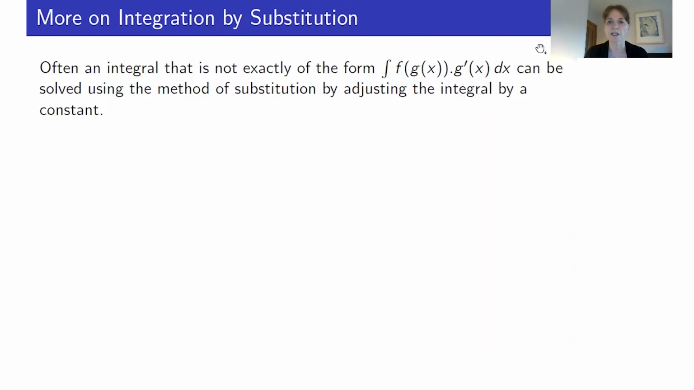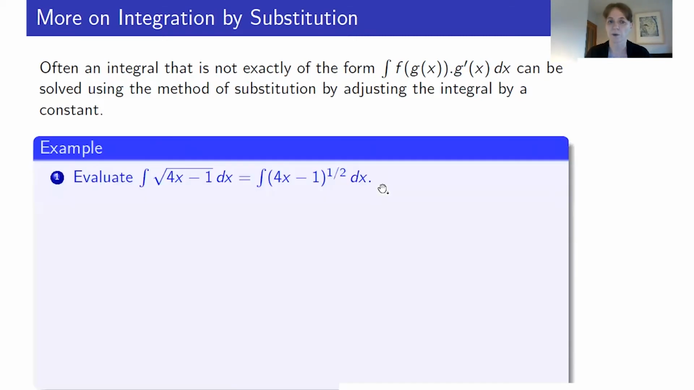Sometimes it's not quite as simple as that. So sometimes our integral isn't in exactly the form that we want it to be, to use integration by substitution. But that can often be rectified by just adjusting the integral by a constant. So we can multiply by a constant and divide by that constant again. And that won't change the value of the integral, but it does allow us to put it in the form that we want. So I'll show you an example so you can see how that would work.